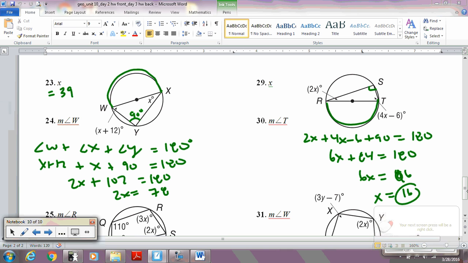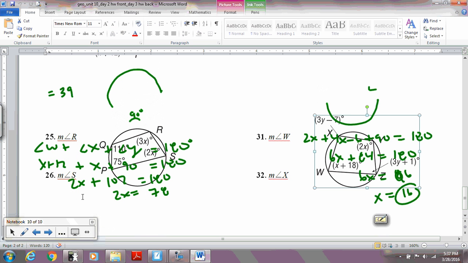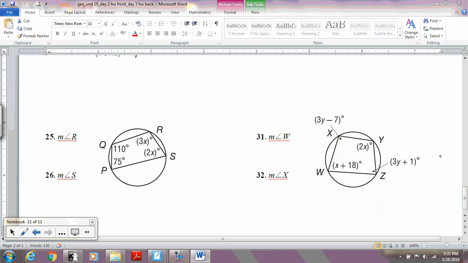And the last few problems use theorem 10.9, which says if you have a quadrilateral inscribed inside a circle, the opposite angles are going to equal 180. So if I'm looking for angle R, I know that the measure of angle R plus the measure of angle P is going to equal 180 since they're opposite of each other.